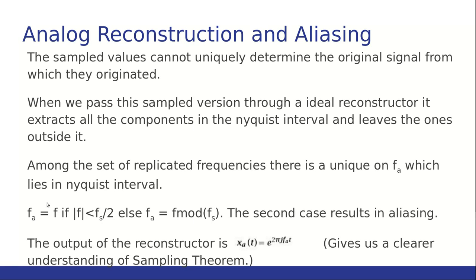We can observe that fa is equal to f when f lies in the Nyquist interval, that is, mod f is less than fs by 2. This shows that fs should be greater than 2 times f, which is the criterion in the sampling theorem. The second case is if mod f is greater than fs by 2, the output of the reconstructor would be xa(t), which is e power 2 pi j fa t, where fa is f mod fs and is not equal to f, resulting in aliasing. So this gives us a clearer understanding of the sampling theorem.